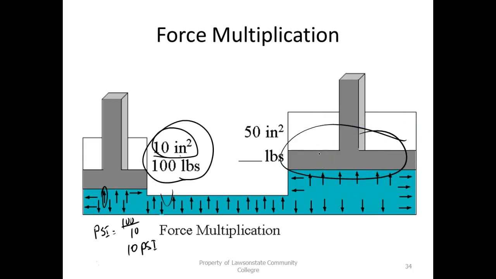But this over here has the ability to move. Okay, so I'm taking that 10 PSI and applying that to 50 square inches. So my force over here is going to be equal to what? 50 times 10, which is going to give me what? 500 pounds force.